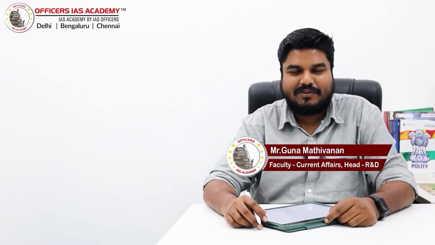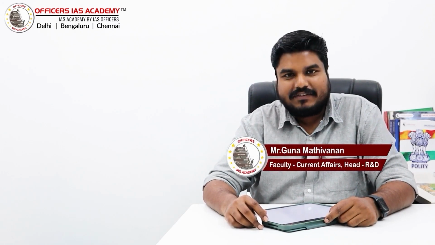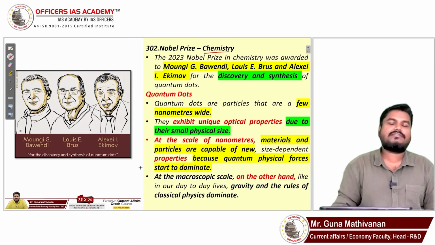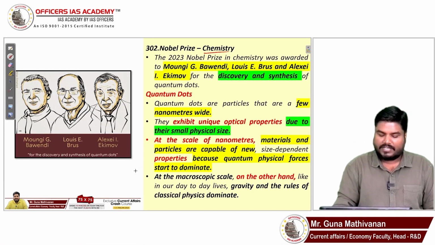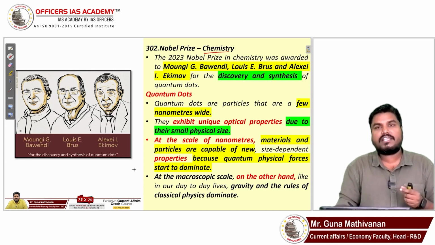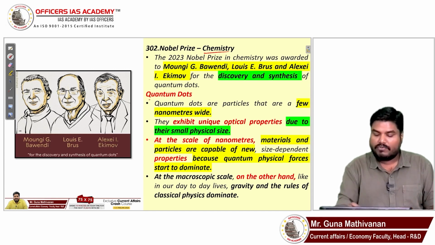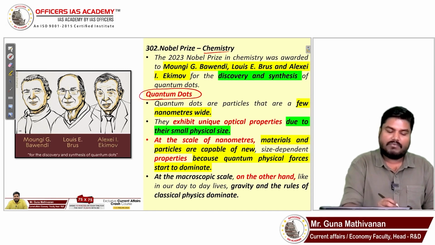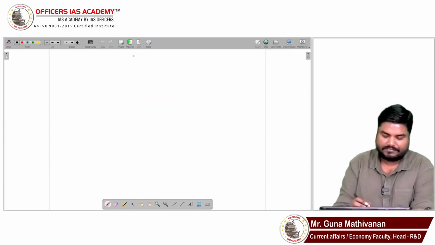Hello all, welcome back to Current Affairs Hitlist series. I am Guna Mathivanan from Office's IAS Academy. In today's video, we are going to discuss the Nobel Prize for Chemistry. The Nobel Prize for Chemistry was given for the discovery and synthesis of quantum dots. So what are quantum dots?